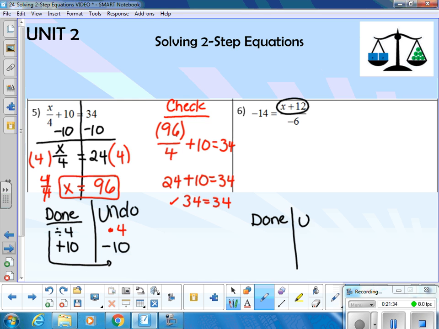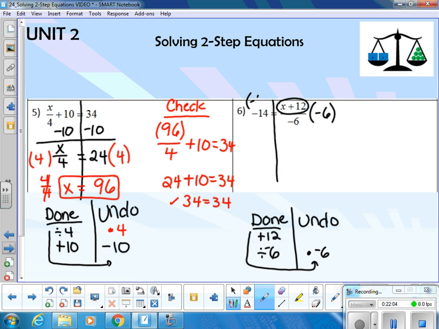What's being done and what do I need to do? Undo it. So first I'm adding 12, and then once I add 12 to x, I'm dividing by -6, and don't drop your negatives there. So to solve it, we have to undo that division. So we're going to multiply by -6. So let's multiply each side by -6. I can't write it next to because of the 6 that's there, so just know that that's -6 times -14.